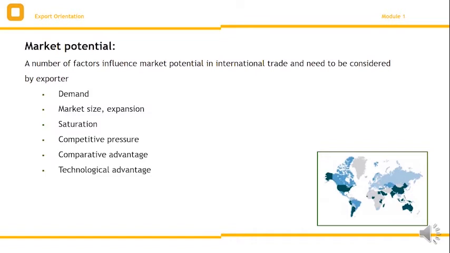better than your competitors. So when you are looking at entering a specific international market, make sure that you've looked at that market in terms of demand, in terms of market size, in terms of saturation, in terms of competitive pressure, and also analyze if you've got a comparative advantage or you have a technological advantage. Then you can decide from there whether it is good for you to actually enter that international market.